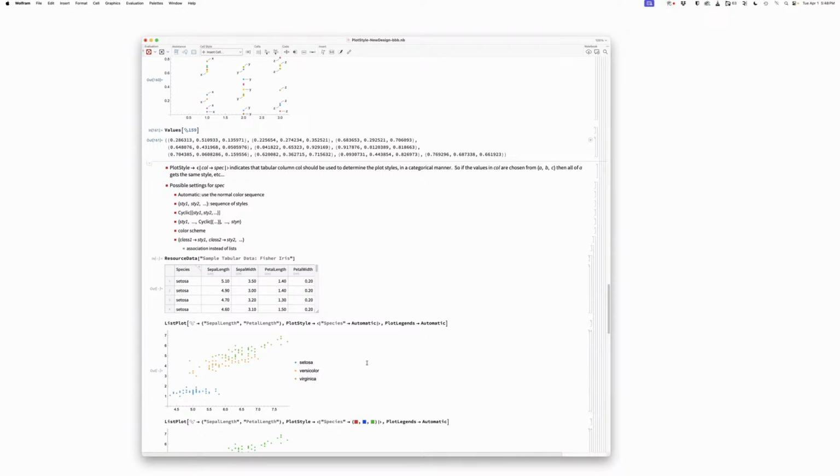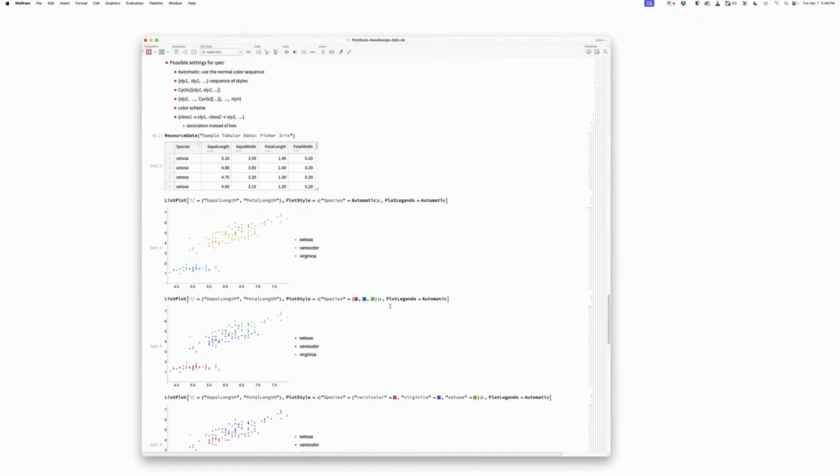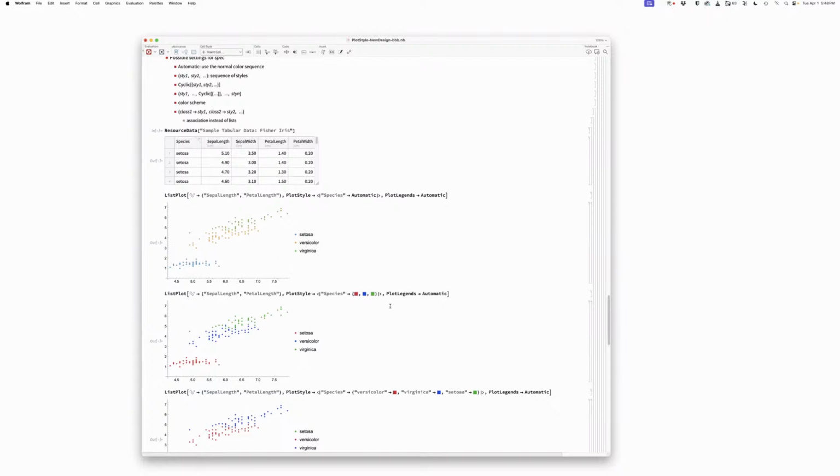Right. Really what it would be doing is essentially a group by on species and plotting each of the groups as a thing, because that is how those categorical variables are typically used. They denote different data sets. Do you know what I'm saying? Yeah, I get what you're saying.